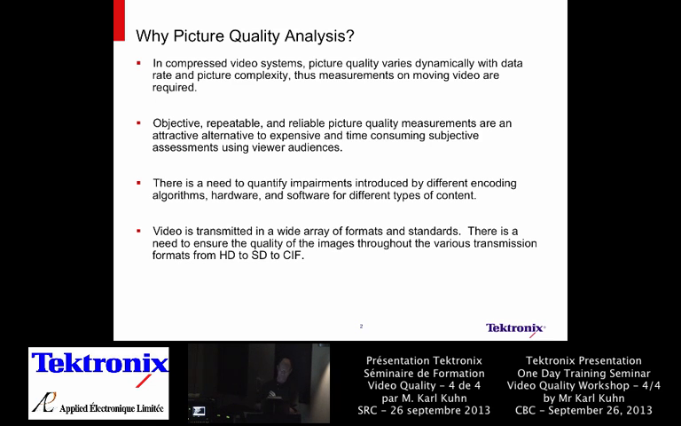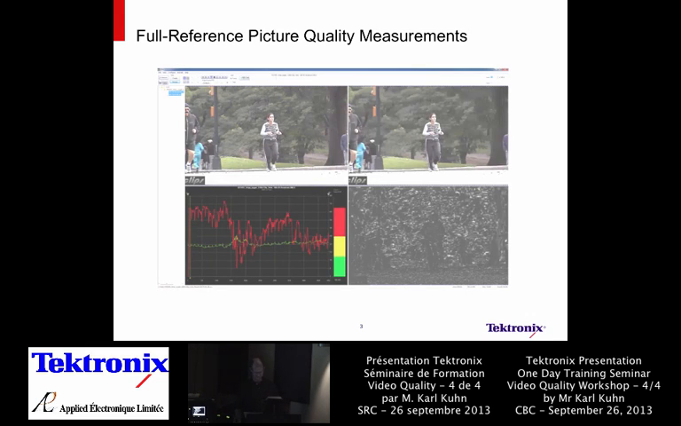What it does, I have a reference and a test. This is my reference, the gold standard, right out of the camera, whatever, before my device or network under test. This is what I receive on the other end, at the downlink site, on the other side of the decoder, the other side of the ocean, whatever it is.